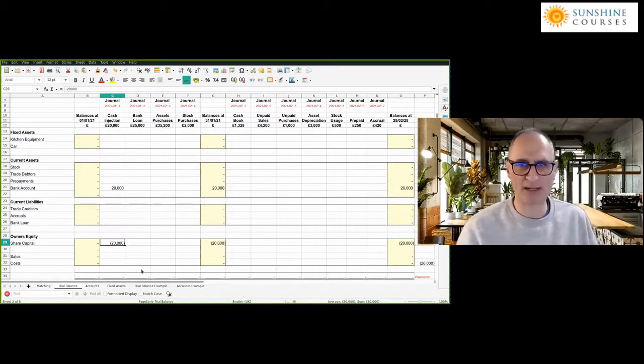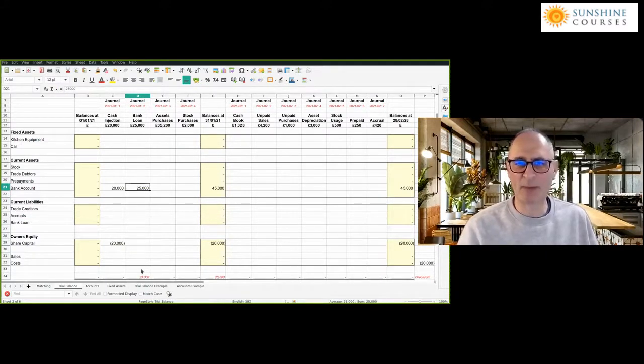We issued some shares. The second thing we did is we negotiated with the bank a loan of £25,000, because we know we want to buy £30,000 worth of assets, 35,000 or so, and we don't have enough money just from what's injected by the owner. So in the same month, in January, we got £25,000, which we paid into our bank from the bank by way of bank loan.